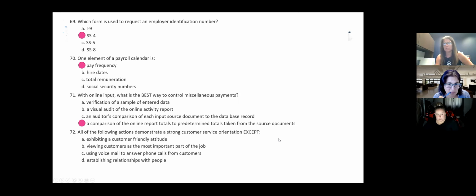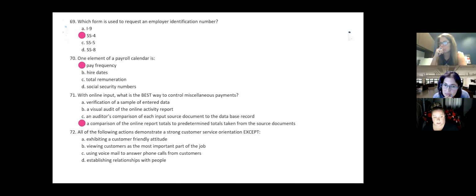With online input, what is the best way to control miscellaneous payments? I would agree. D, a comparison of the online report totals to predetermined totals from the source documents. So for example, if somebody turned in receipts and you needed to reimburse them for those receipts, compare the receipts to what the total was when you entered it online.